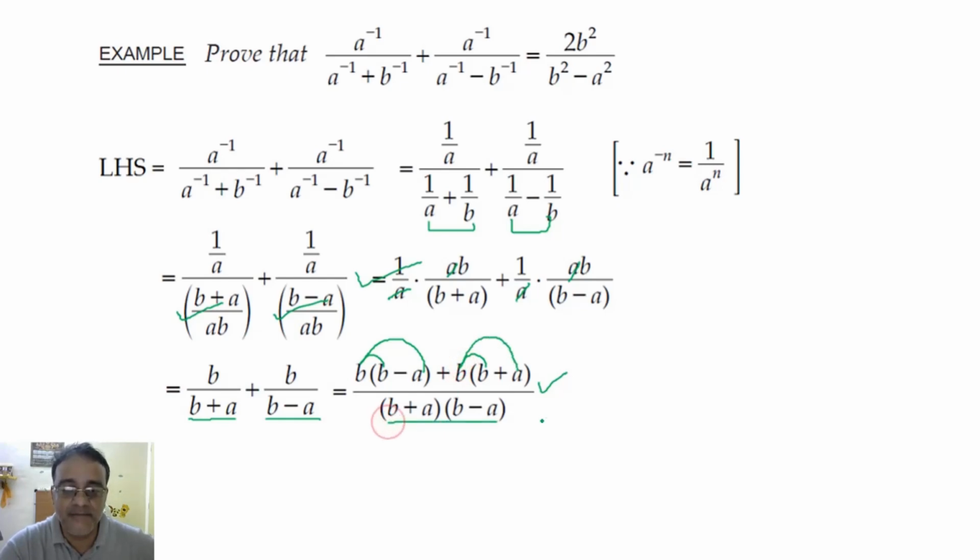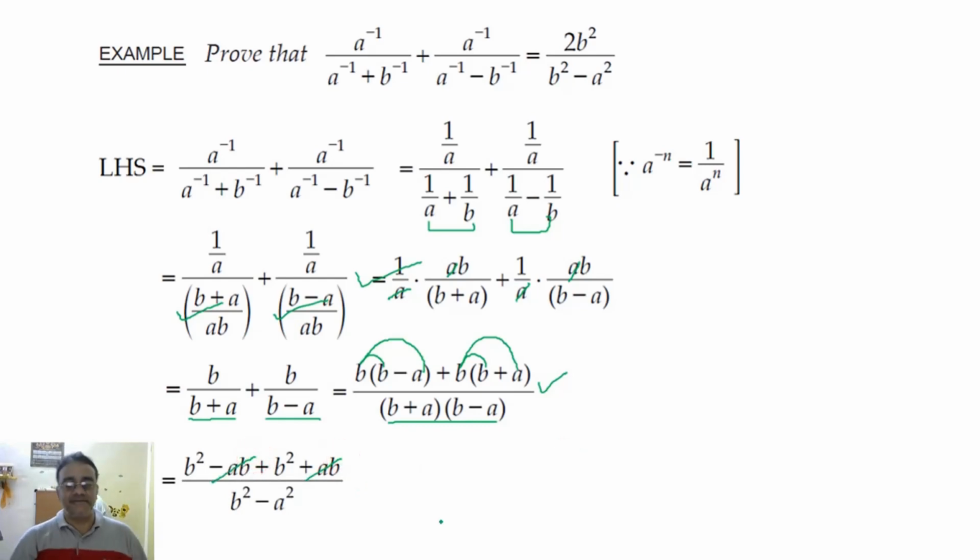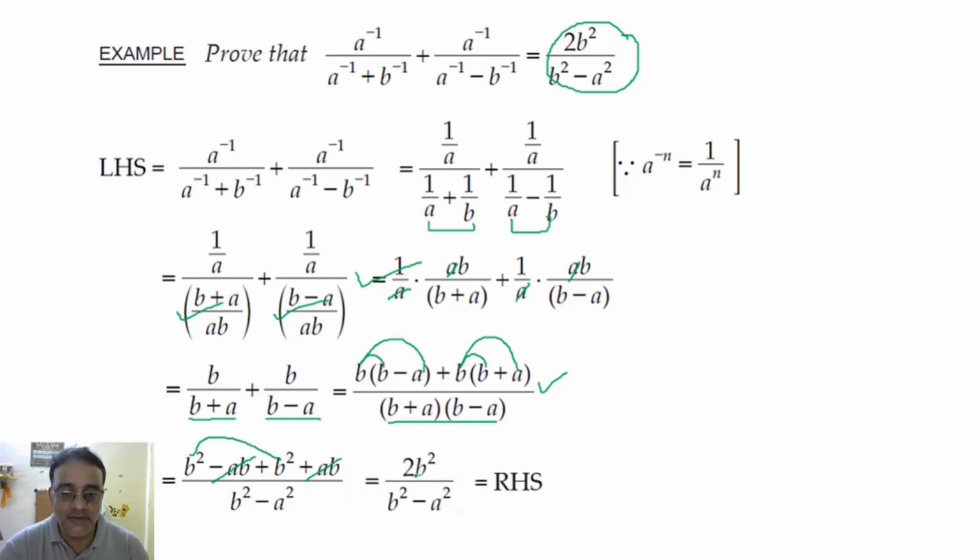The denominator will become, what is the denominator if you multiply these two? b square minus a square. Very good. So यहाँ पे देखो ये दोनों टर्म कैंसिल हो रहा है. So what you will get? 2b square upon b square minus a square. देखो यही हम लोग का LHS था. So this is equals to 2b square upon b square minus a square is equals to RHS. और ये हम लोग का RHS था. Okay, any doubt in this question?